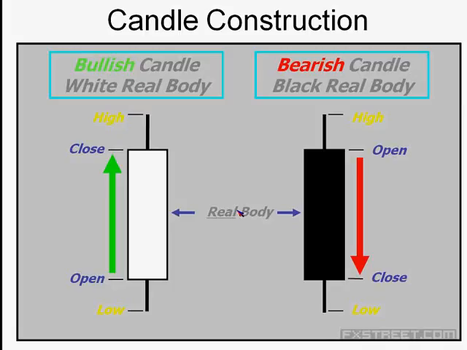Now, if you're not entirely sure on what I've been saying, don't worry, I've got a few examples coming up in the next few moments that really clarify what I'm saying. But just understand two buzzwords: real body, shadow. Real body shows you the difference in the open and the close. The shadow shows you the extreme points in the market. Is that okay for everyone? Most of you already know this, but I just want to make it very clear to some beginners out there.